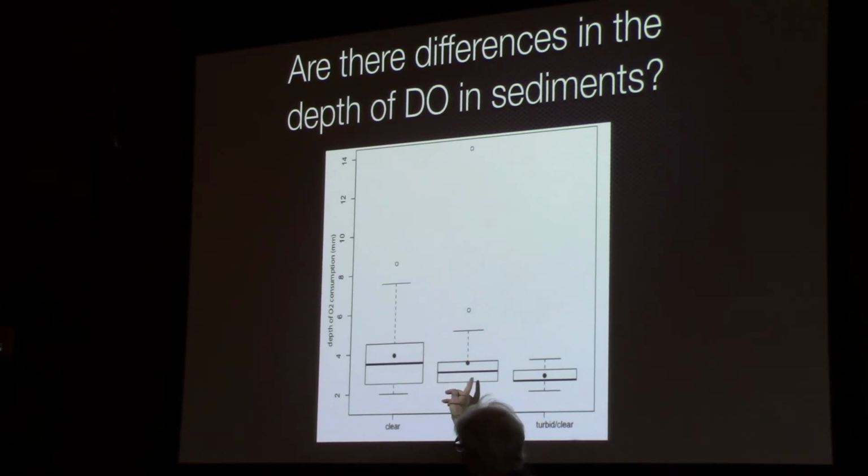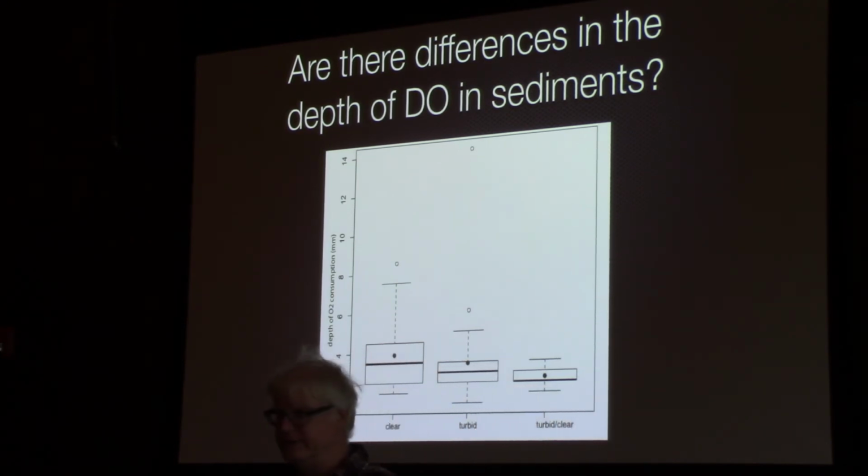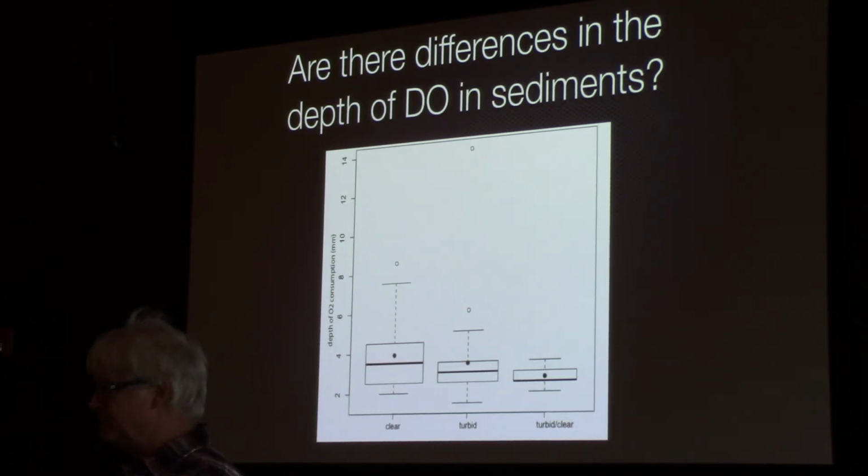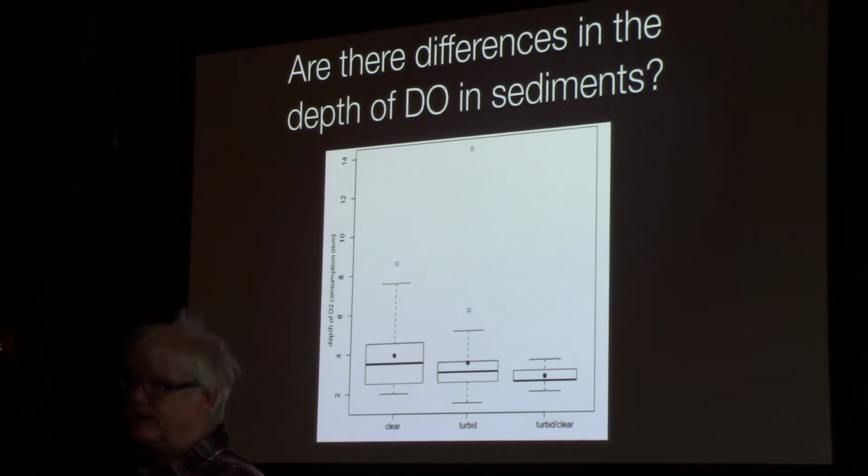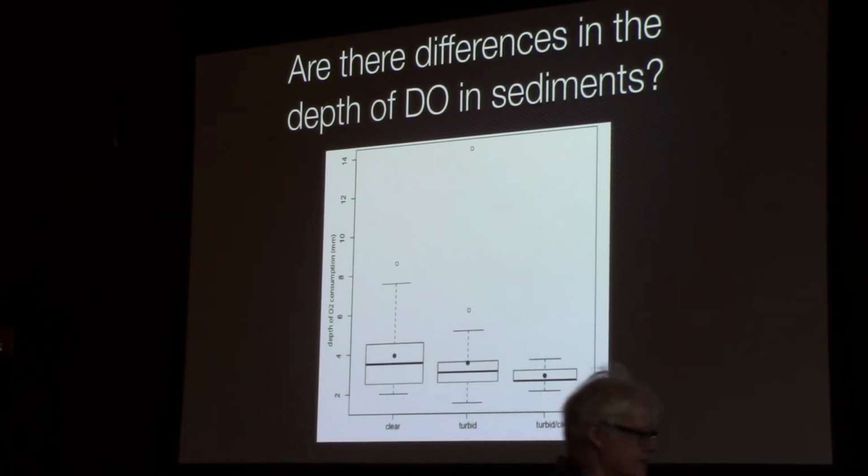These differences actually turned out to be significant, and this one and that one are significant as well, but not these two. But one of the questions is, it may be statistically significant, but is it biologically significant? So does oxygen really play an important role in terms of how much organic matter gets buried in these systems?